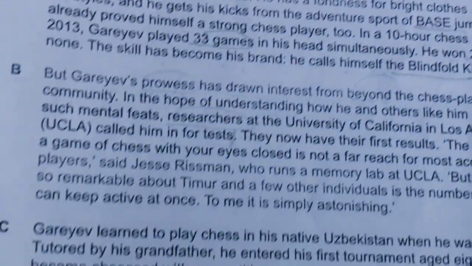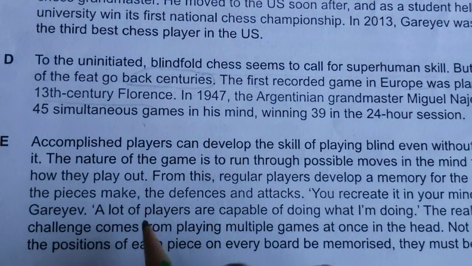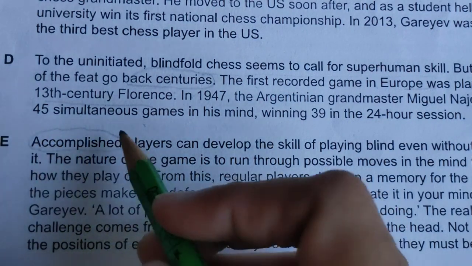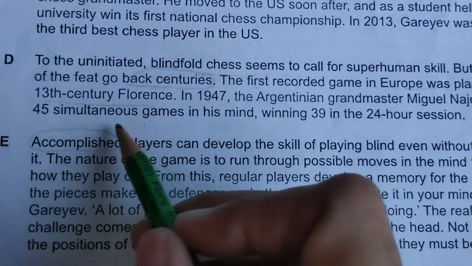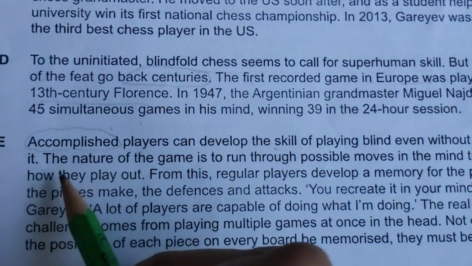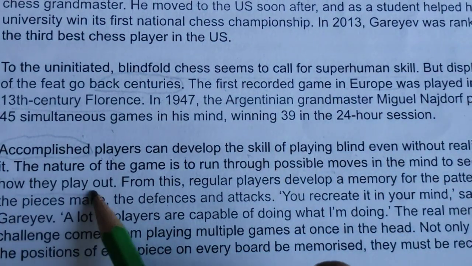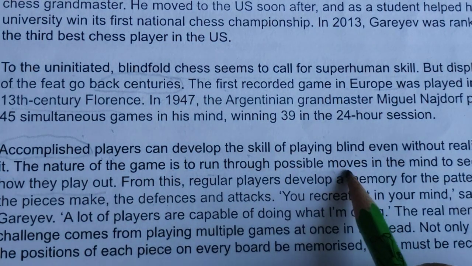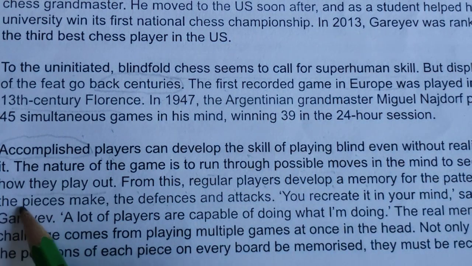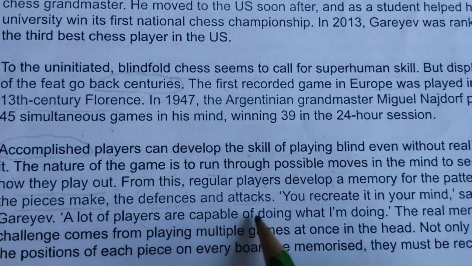Okay, so let's move on to the E paragraph. So what are they saying? In the E paragraph, accomplished players. What is accomplished? Well-established players, good players, can develop the skill of playing blind even without realizing it. The nature of the game is to run through possible moves in the mind to see how they play out. From this, regular players develop a memory for the patterns the pieces make, the defenses and attacks you recreate in your mind. A lot of players are capable of doing it.